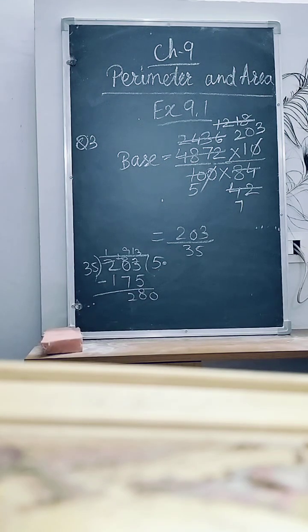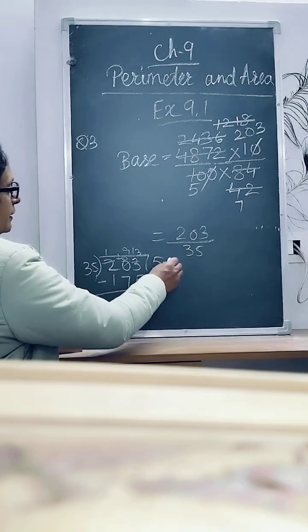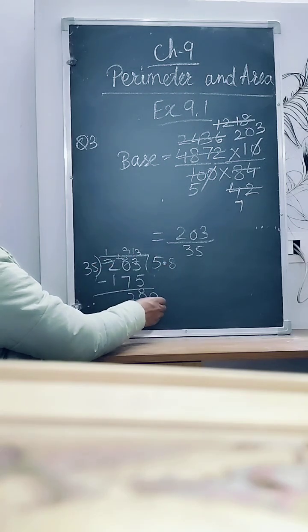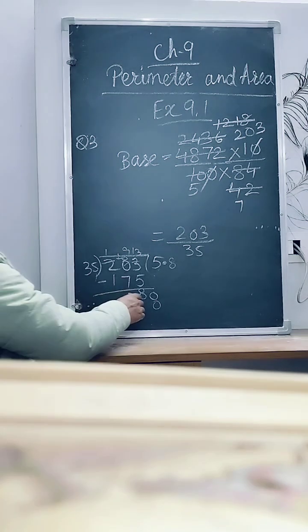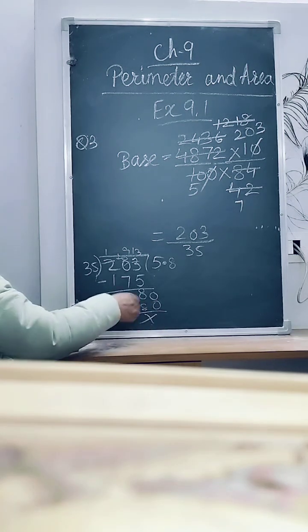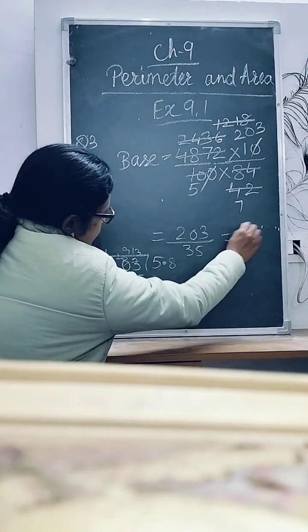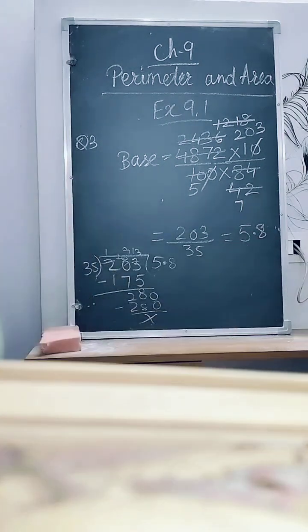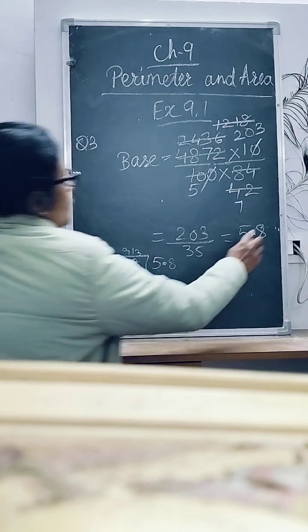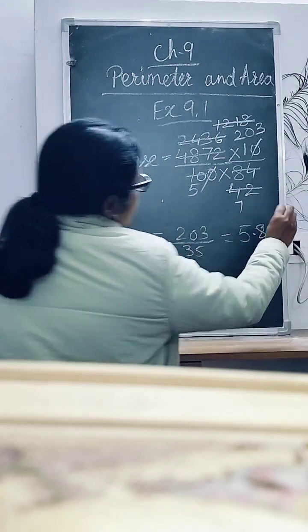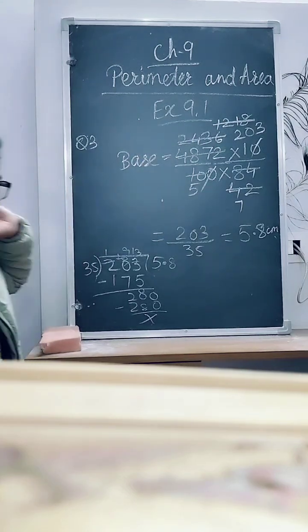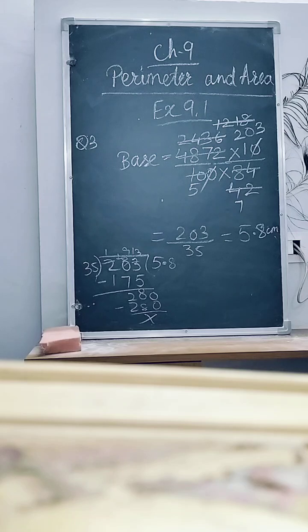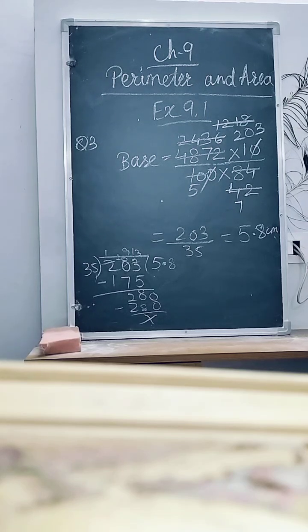Now if we take 8, 8 5s are 40, 8 3s are 24, 24 plus 4 is 28. So here it became 0. So what is the answer? 5.8. Now see what was the unit here. It was given in centimeter, so we will write here the unit is centimeter. This way we have done the calculations, so take in view that this way you can solve the sum.